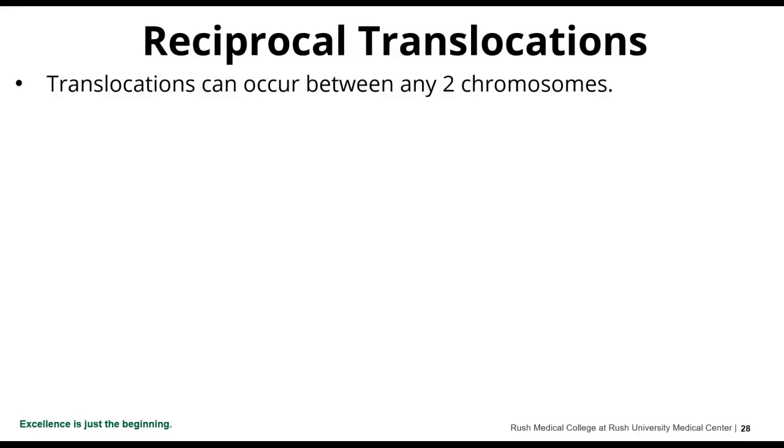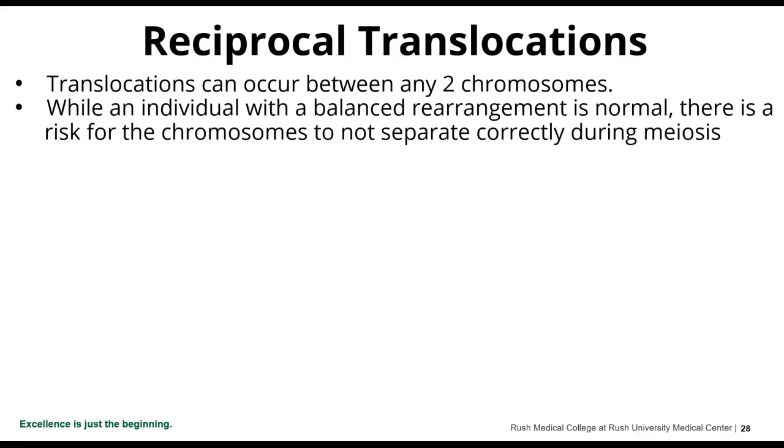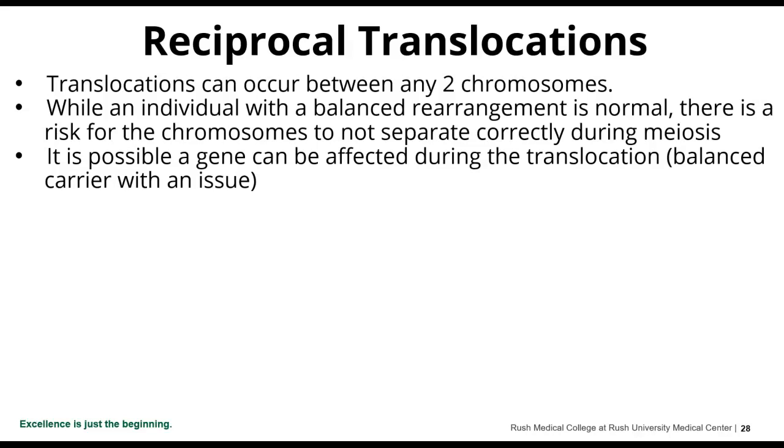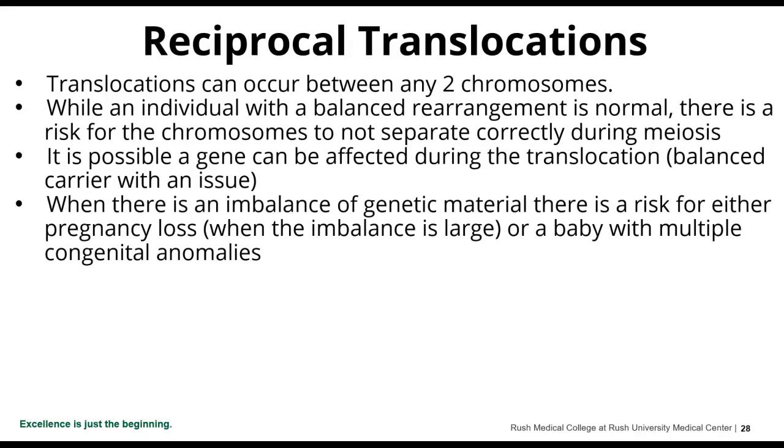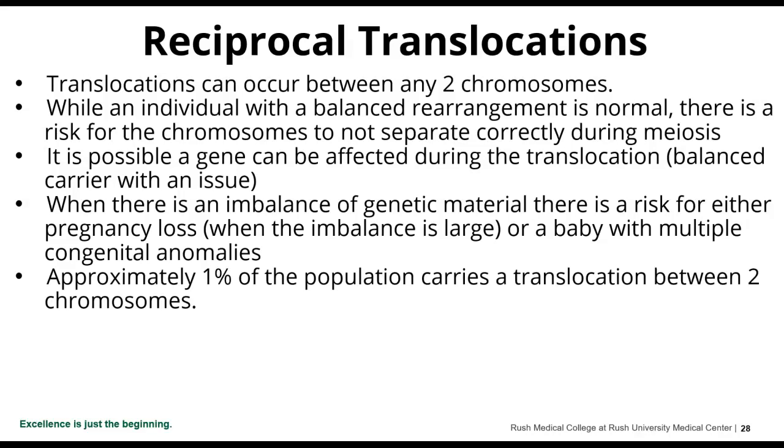So reciprocal translocations, as I said, can occur between any two chromosomes: 1 and 3, 3 and 8, anything. While the individual with the balanced rearrangement is normal, there's a risk in most cases. Occasionally a gene is interrupted, but in most cases they're normal. But there's a risk that they won't separate correctly during meiosis. When there's an imbalance in genetic material, there's a risk of either pregnancy loss or a baby with multiple anomalies.